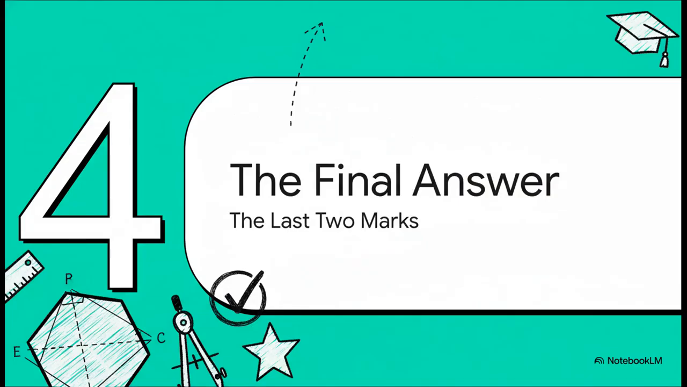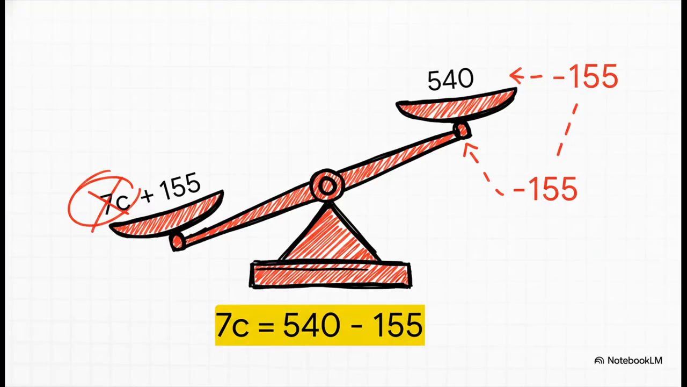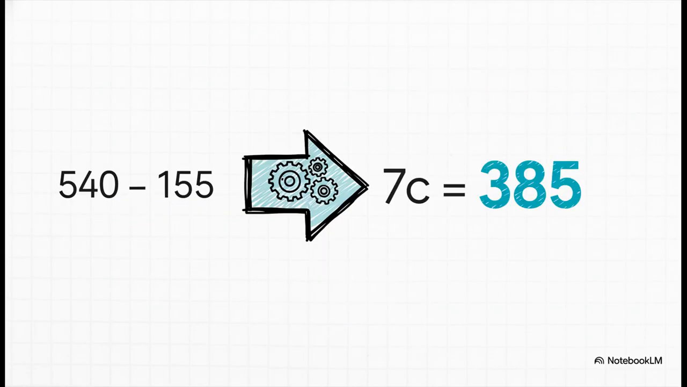All right, we are on the home stretch now. We've built our equation, all that's left is to solve it, and, crucially, make sure we answer the actual question they asked. This is where we win those last 2 marks. First step to solving this, we need to get that 7C term all by itself. So to do that, we're going to subtract 155 from both sides of the equation. And now for the subtraction itself, 540 minus 155. Let's see. 540 minus 100 is 440. Then take away 50 is 390, and take away the last 5 is 385. So we've got 7C equals 385.